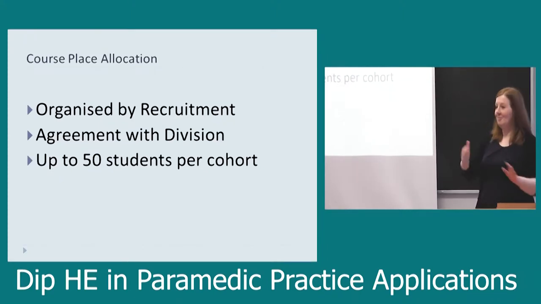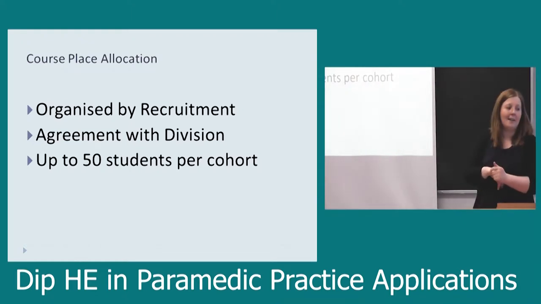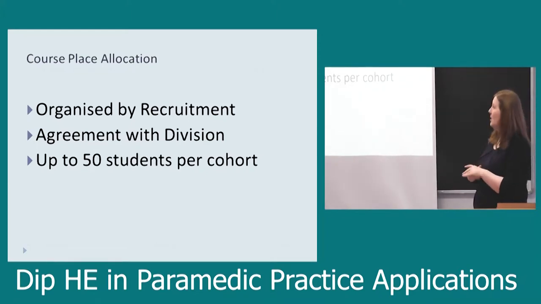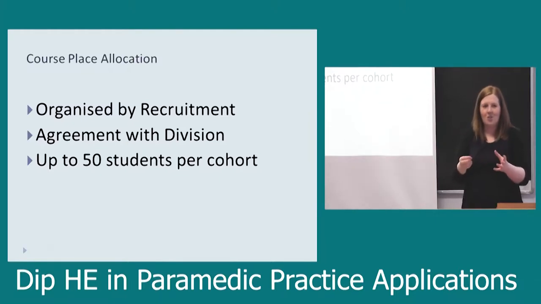Cool. After all of those steps, next thing is course allocation. This will be organised by recruitment and agreed with division. They will be given up to 50 spaces per cohort, and they will come to some sort of agreement around who gets released where. I'm assuming they won't try and get 50 students from West area all in the one cohort, so they'll try and spread them out across the year, and work out who can be released and who's ready to come on the course and all of these things.